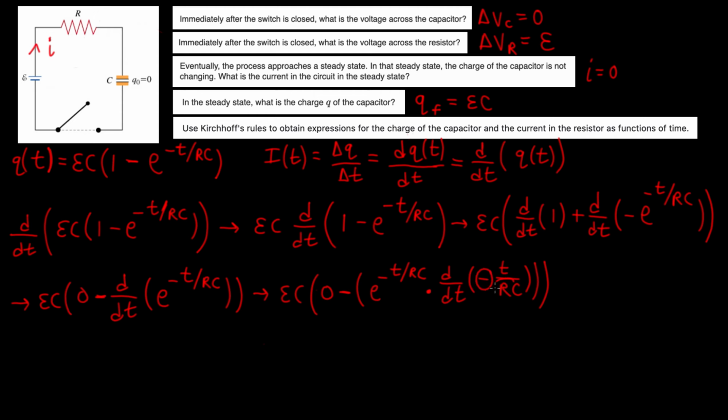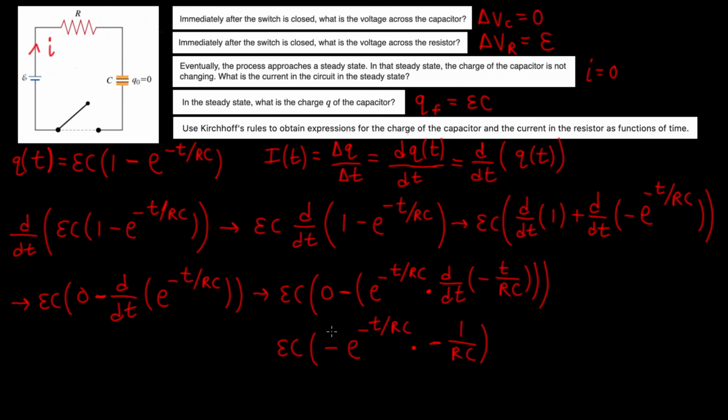The derivative of t is just 1. And then the only thing remaining is this negative sign and the denominator, which is RC, since those are constants. So we can just pull those out of the derivative expression. So if we do that, our final expression looks something like this. And so the derivative of that expression is just 1 over RC, because the derivative of t is just 1.